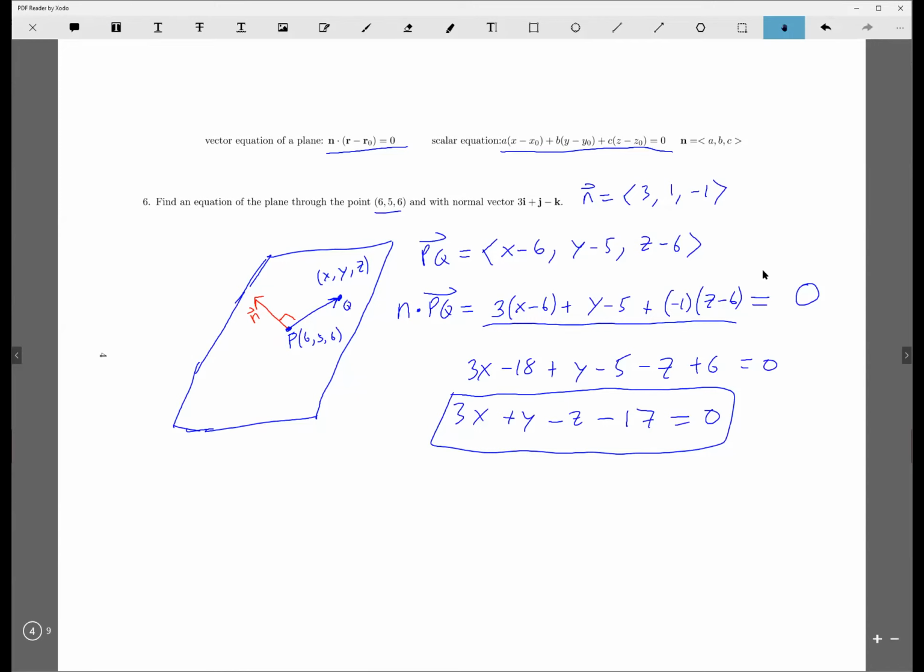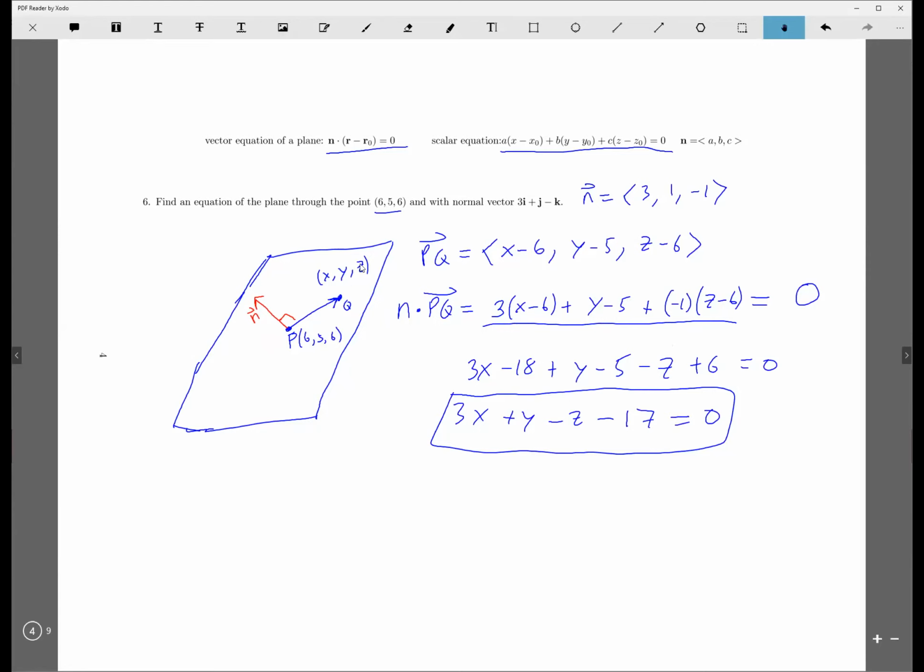Any final questions before we end the meeting? So you get the direction and multiply it with the normal vector, am I correct? And then set it equal to 0? Mm-hmm. Okay. Yeah. Thank you.